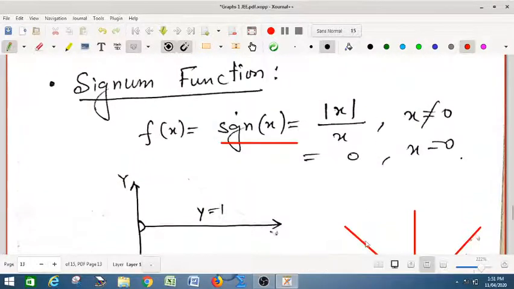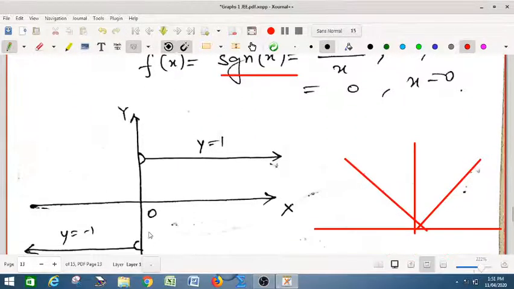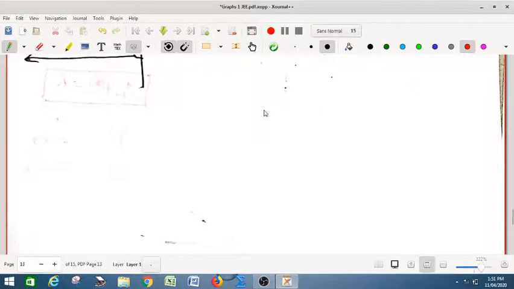So mod x by x is 1 when x is positive, so in that case you have y equal to 1 as a branch, x not equal to 0, and y equal to minus 1 when x is less than 0. So in the negative part you have y equal to minus 1, and in the positive part, for x greater than 0, y equal to 1, so there is a jump discontinuity here. This is how you define the signum function. Signum functions are very, very important.